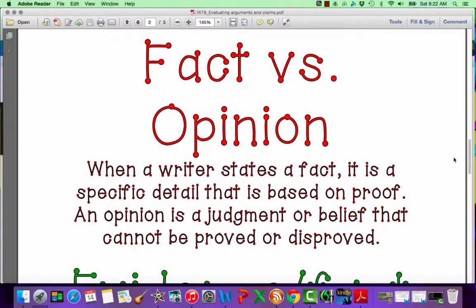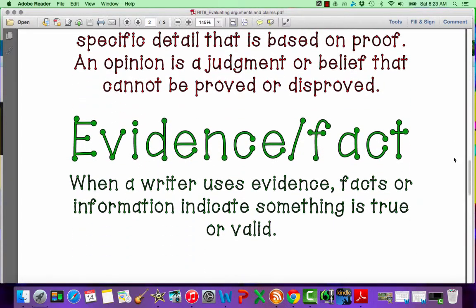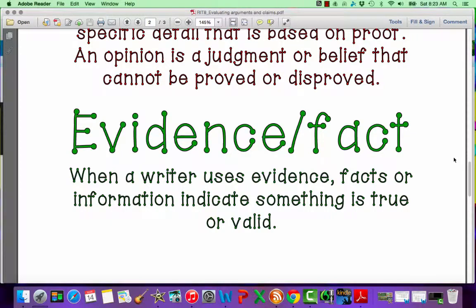Consider facts in comparison to opinions. When writers state facts, they're giving specific details that are based on proof. But when they give an opinion, it's a judgment or a belief that can't be proved or disproved. Now, evidence or facts. When a writer uses evidence, they're using that factual information to indicate something is true or valid.